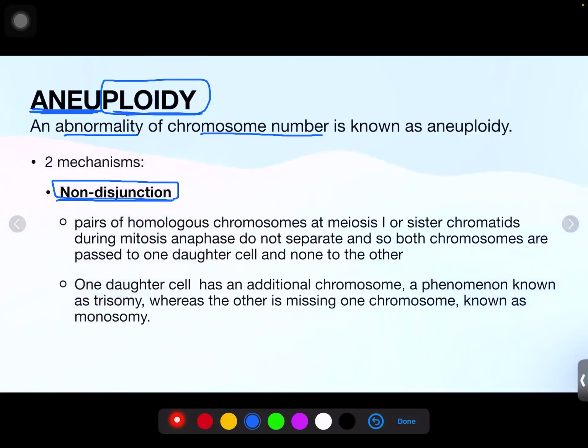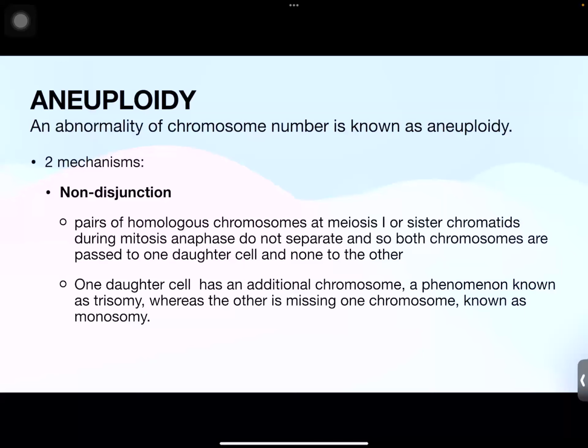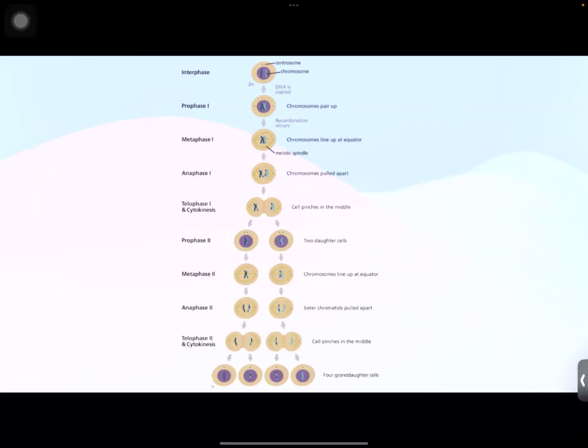Now what does it mean? It means that pairs of homologous chromosomes at meiosis 1, or sister chromatids during mitosis, at anaphase, do not separate. Now this you have to know. So the homologous chromosomes or sister chromatids do not separate. So both chromosomes are passed to one daughter cell and none to the other. So I will go back to the anaphase. See, this is the anaphase.